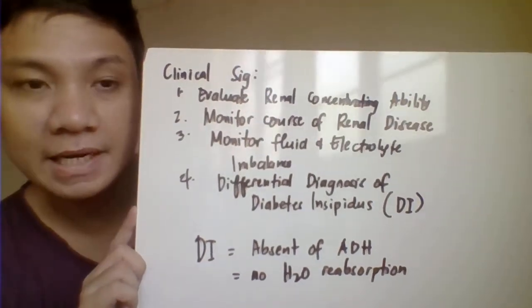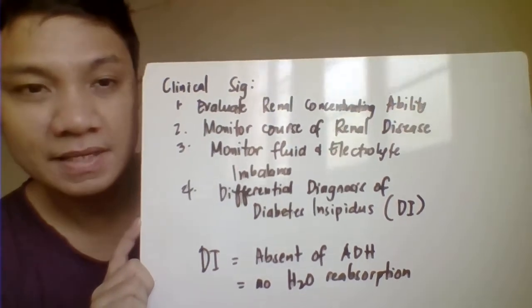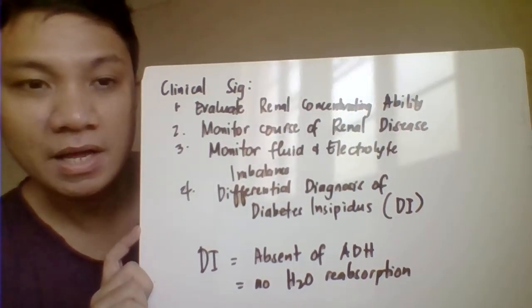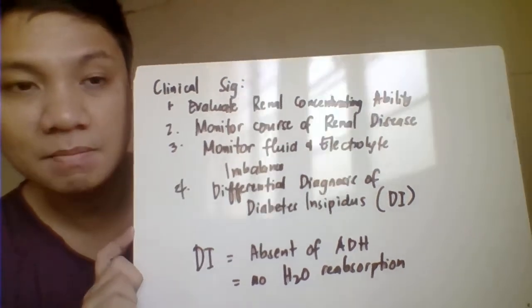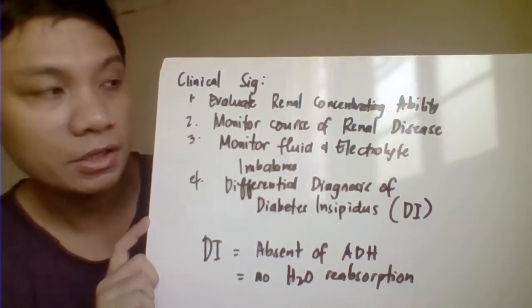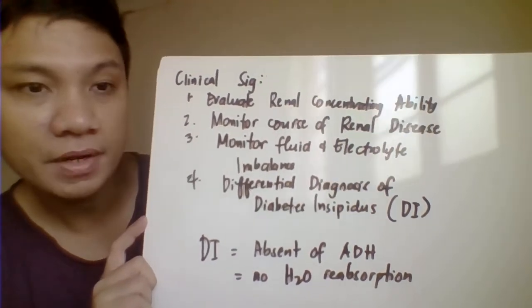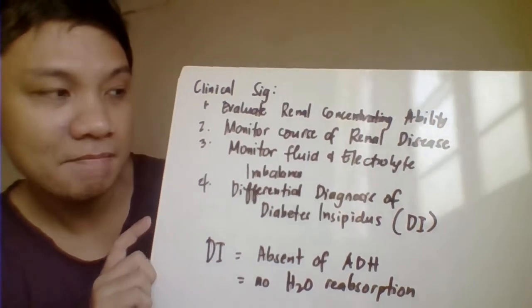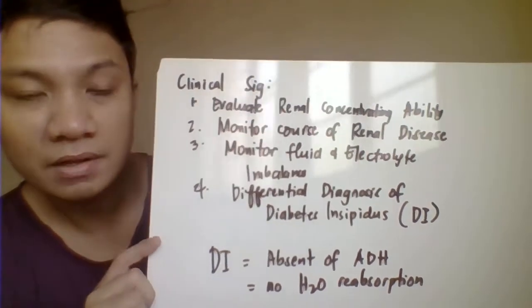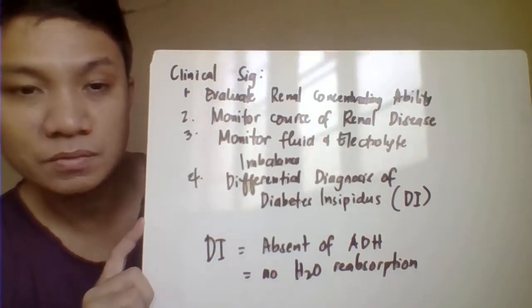Okay, so we have the clinical significance of your osmometry. Basically, that one could help evaluate the kidney's ability to reabsorb or to concentrate. Second, to monitor the course of the renal disease. Third, monitor fluid and electrolyte imbalance. And the fourth one is for the differential diagnosis of your diabetes insipidus.